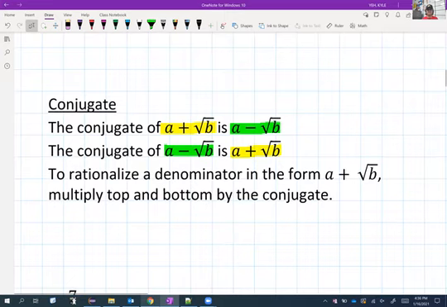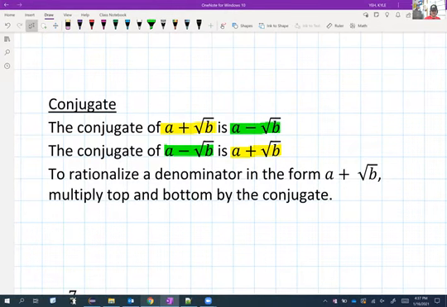With conjugates. Now, most recently, you have seen this when we were talking about complex conjugates with imaginary numbers. What's the conjugate of 4 plus i? 4 minus i. We said just flip the sign of that imaginary part. Really similar here. We are looking at the radical conjugate. The conjugate of a plus root b is a minus root b. And the conjugate of a minus root b is a plus root b. So we're just flipping the sign of that radical part.